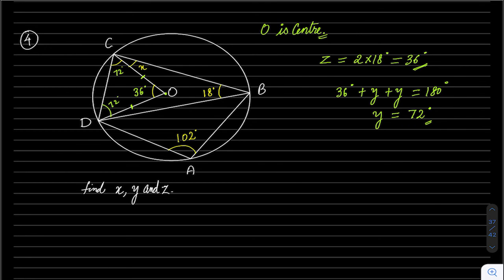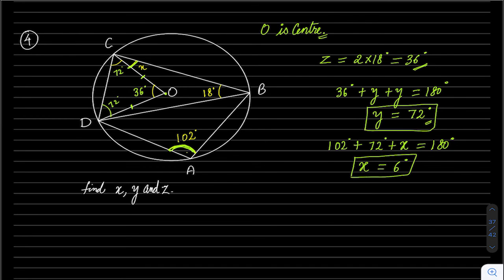Okay, now I need the X value. X value means this angle. This angle is given 102, right? So let's use the cyclic quadrilateral. Angle A plus angle C should be 180. So 102 degrees plus 72 degrees plus x should be equal to 180 degrees. From this, I am getting x: 180 minus 174 should be 6 degrees. So this is my x value.